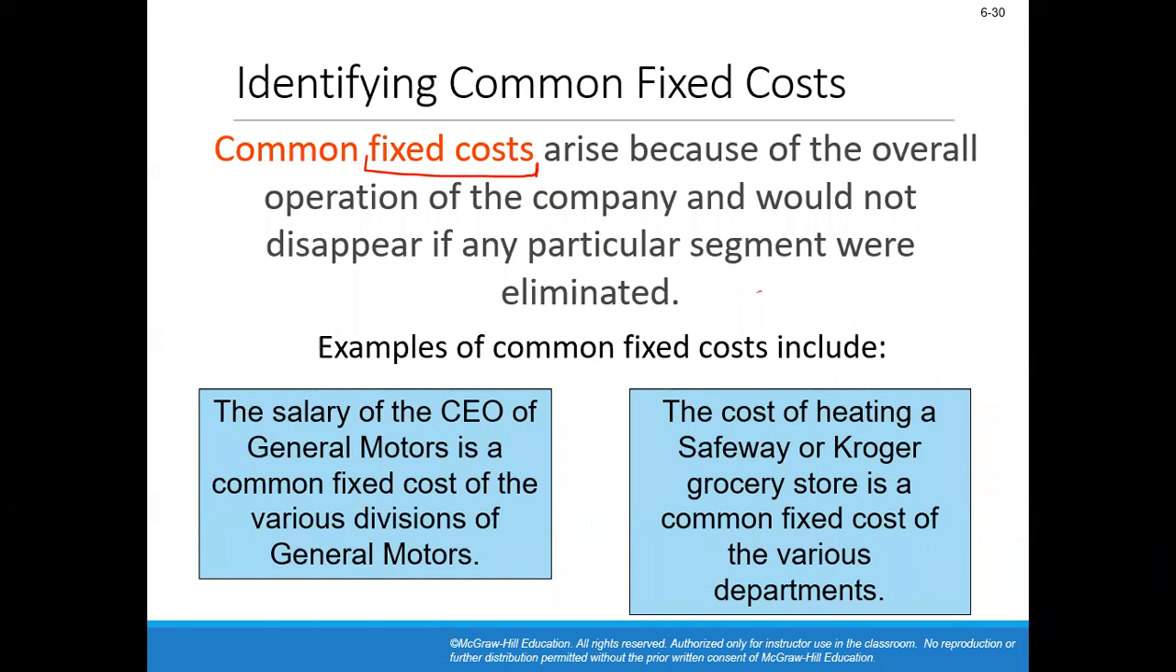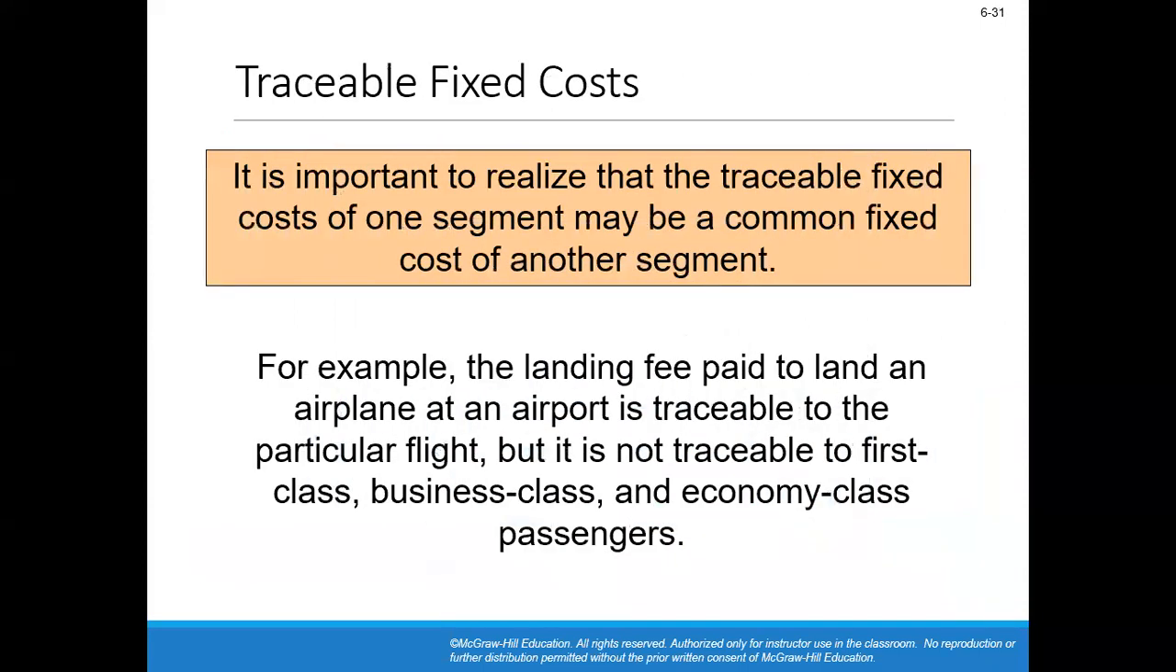Okay. So we have identified the concept of the traceable fixed cost and the common fixed cost. We'll use this learning more frequently in the next part. One thing we would like to highlight is that, based on the number of segments we use, the traceable fixed cost of a particular segment can become a common fixed cost to another segment. We would like to give an example.